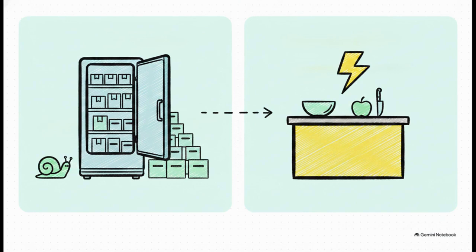Now, consider the cache. The cache is the chef's countertop. It doesn't hold everything. There's obviously no room for that, but it holds exactly what the chef is cooking right now. Reaching for an ingredient on the countertop is basically instantaneous. By moving our frequently requested data to the cache, we completely bypass that long, slow trip to the walk-in freezer.